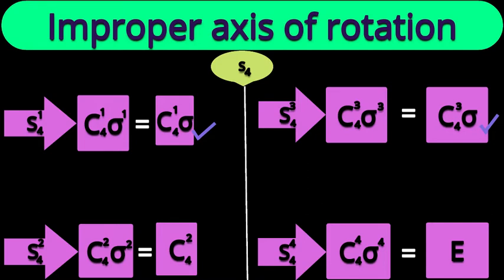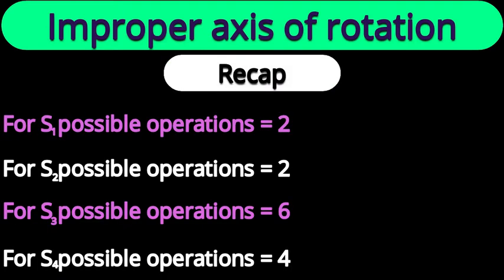Just pay attention. How many operations are possible on the S4 axis? 4 operations are possible in total. Let us recap to understand the actual nature of the improper axis of rotation. When I consider S1, 2 were the operations possible up to identity. For S2, again 2 were the possible operations. For S3, 6 were the possible operations. And for S4, 4 were the possible operations. Can you find some formula from these possible operations?